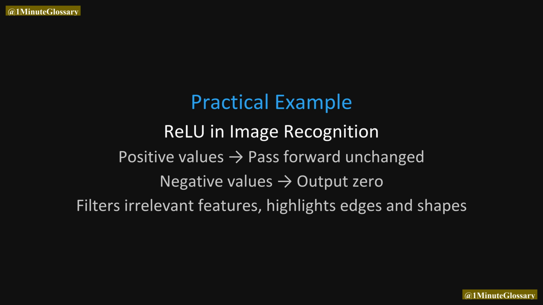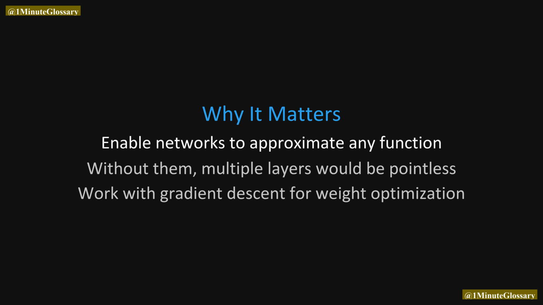In image recognition, a ReLU activation function might process pixel values through multiple layers. If the weighted sum is positive, it passes the value forward unchanged. If negative, it outputs 0, effectively filtering out irrelevant features and helping the network focus on important patterns like edges and shapes. Activation functions are essential because they enable neural networks to approximate any function, not just linear relationships.